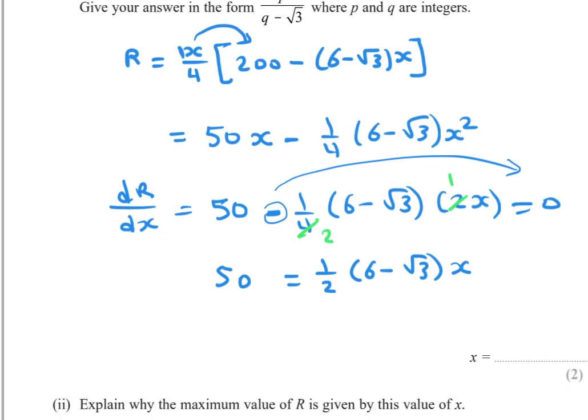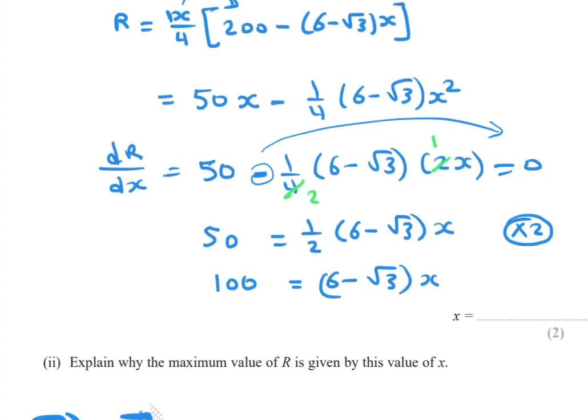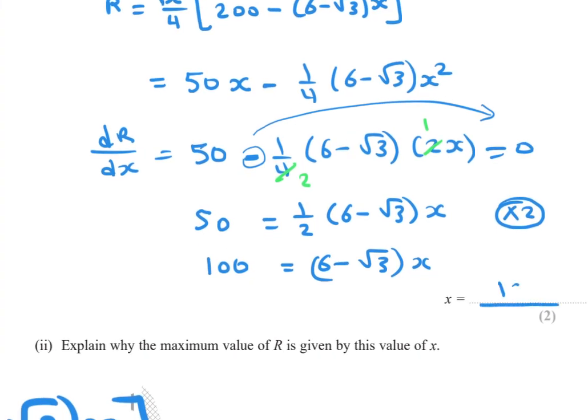Now to find x, first, to eliminate this fraction, multiply both sides by 2. 50 times 2 is 100, and 1 over 2 times 2 cancels. So you are left with (6 minus square root 3) into x. Now x equals 100 divided by (6 minus square root of 3).